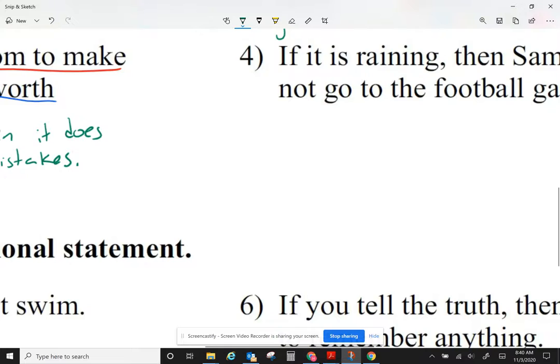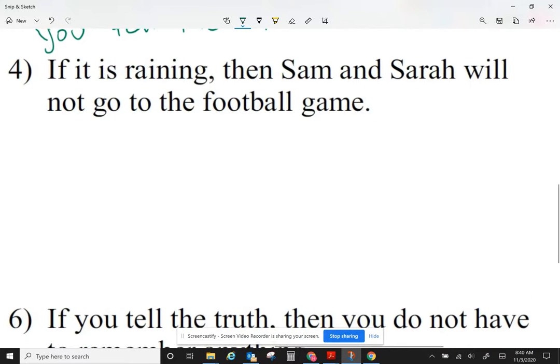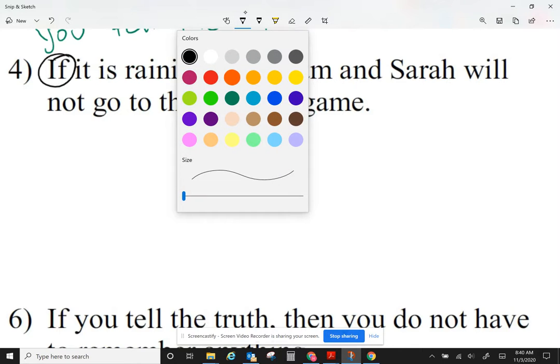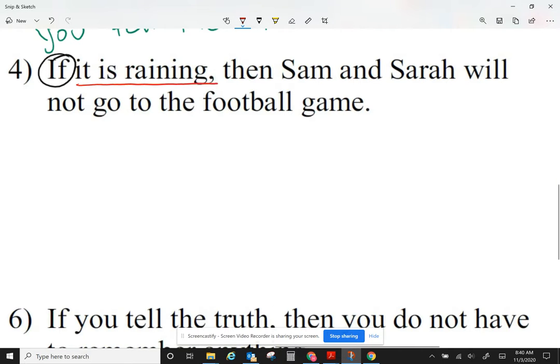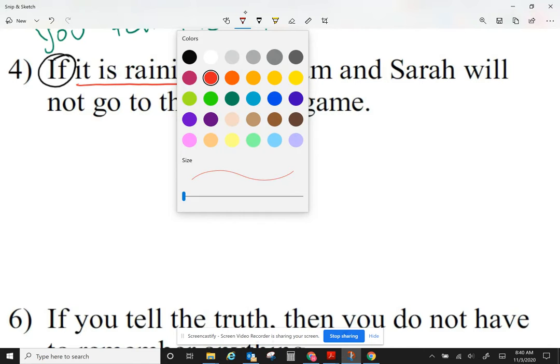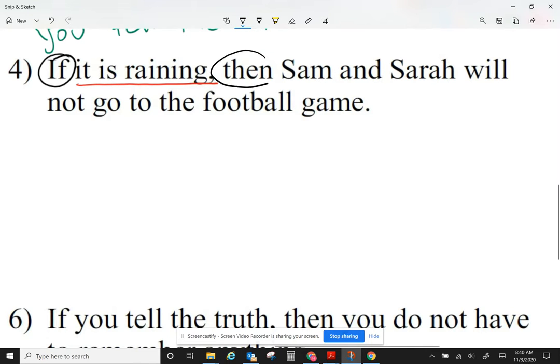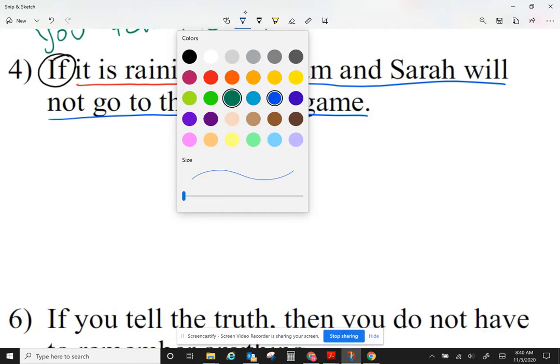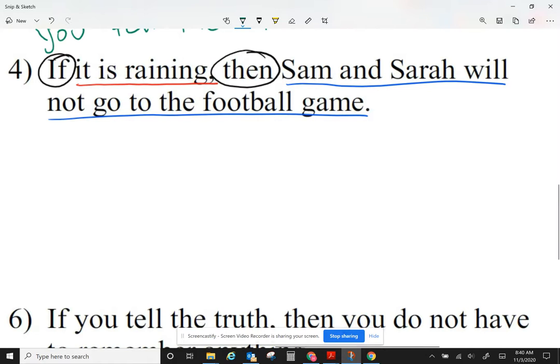Let's take a look at question number 4. Let me identify the if and the then parts. So if it is raining, so that's my hypothesis, then Sam and Sarah will not go to the football game. That's the conclusion. Now, because this homework is asking for the converse, that's where the hypothesis and conclusion switch places.